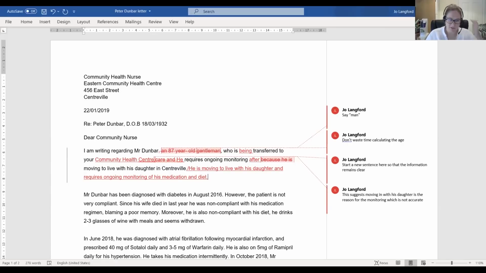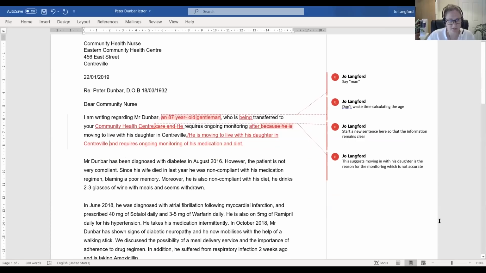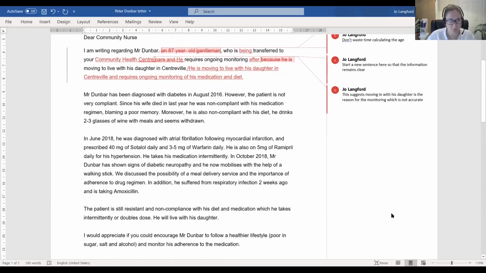Okay, so reading that paragraph: I'm writing regarding Mr. Dunbar, who is being transferred to a community health centre. He is moving to live with his daughter in Centreville and requires ongoing monitoring of his medication and diet. Great, so I think there we've got a clear first paragraph, and the purpose is immediately apparent. So let's continue and look at the next paragraph.